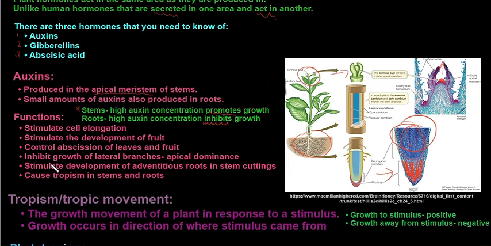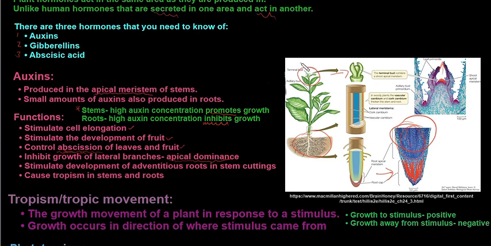Okay, now the functions of auxins, what do they do? They stimulate cell elongation, so the growth of the plant. They stimulate the development of fruit. They control abscission of leaves and fruit. Abscission is when you would see dead leaves falling from the tree or ripe fruit falling off. Eventually, because of this hormone, the plant won't support the weight of the dead leaf or the ripe fruit, and then it will drop to the ground. Auxins inhibit growth of lateral branches, and this is called apical dominance.